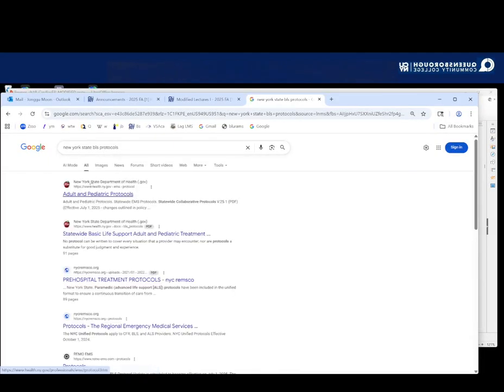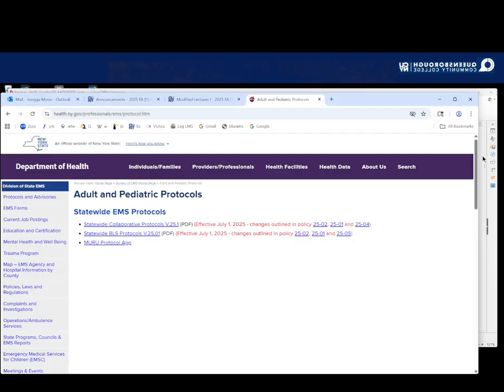And here it is. You always want to double check the source. You don't want to accidentally download a file from some malware site. So this one is www.health.ny.gov. Okay, this one looks good. And so here, statewide collaborative protocols effective July 2025. Hey, you guys are just in time to memorize the new state protocols.